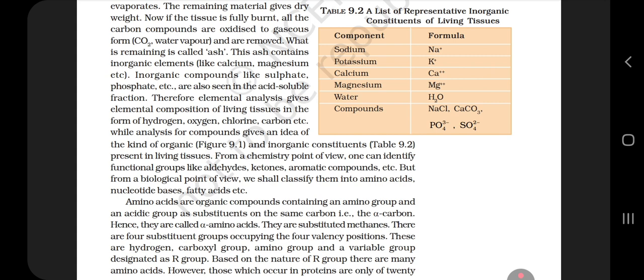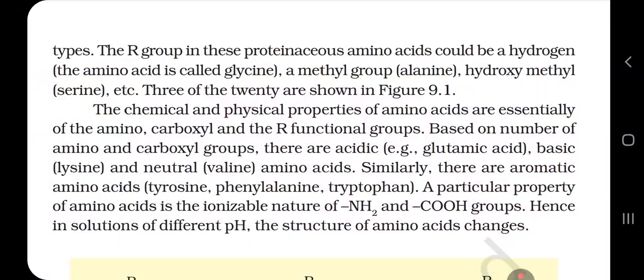They are substituted methanes. There are four substituent groups occupying the four valency positions. These are hydrogen, carboxyl group, amino group, and a variable group designated as the R group. Based on the nature of the R group, there are many amino acids. However, those which occur in proteins are only of 20 types. The R group in these proteinaceous amino acids could be hydrogen, which means the amino acid is called glycine, the methyl group, alanine, hydroxymethyl, serine, etc. Three of the 20 are shown in Figure 9.1.